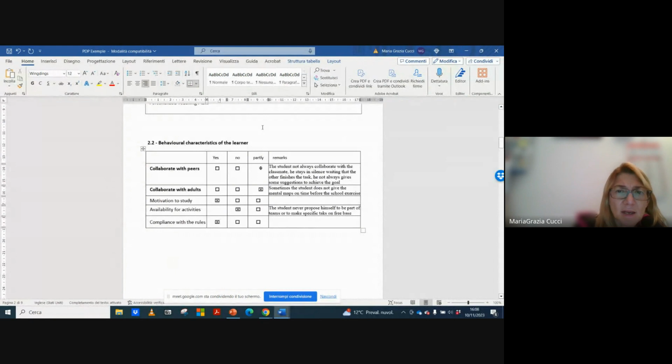So this is a checklist, but the most important thing is not the check on yes, no or partially, but what we write in the remarks. I hope that I gave you a good explanation. If not, I'm ready to add. Oh, it's okay. Thank you very much. It's really understood. That is what I wanted to be sure. Thank you very much. You're welcome.